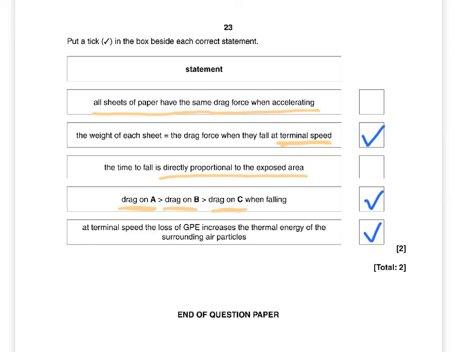And then at terminal speed, the loss of GPE increases the thermal energy of the surrounding air particles. Well, that's an interesting one. So yes, that is true. And the reason is, if you just imagine this, what's happening when an object is falling and accelerating is you're getting a transfer of energy from GPE, gravitational potential energy, to kinetic energy. But when you get to that point where the terminal velocity, where the object is not getting any faster, but it's still shifting gravitational potential energy, where's that energy going?